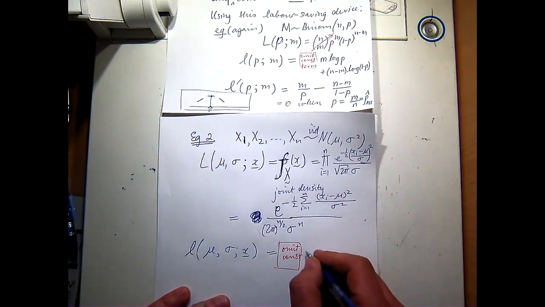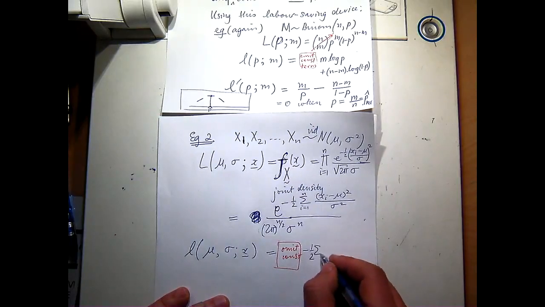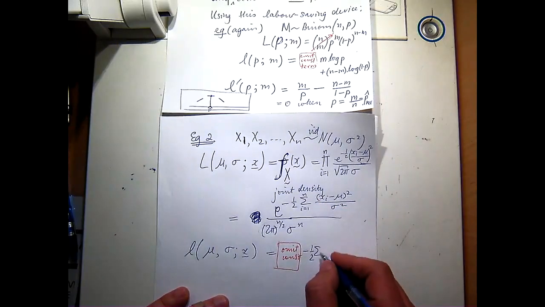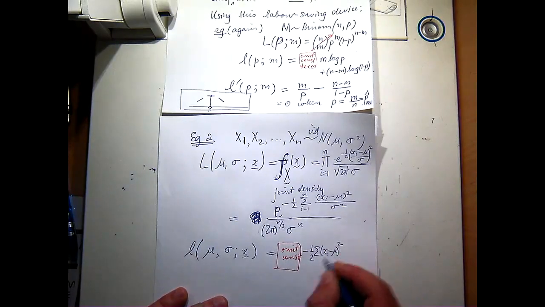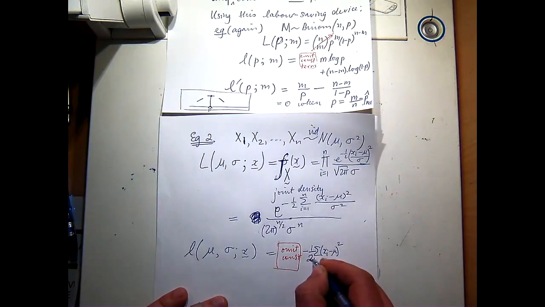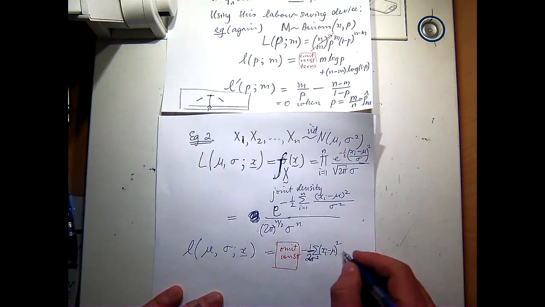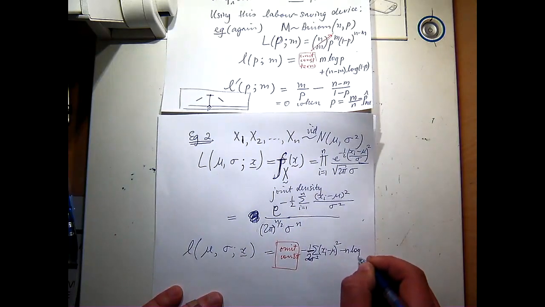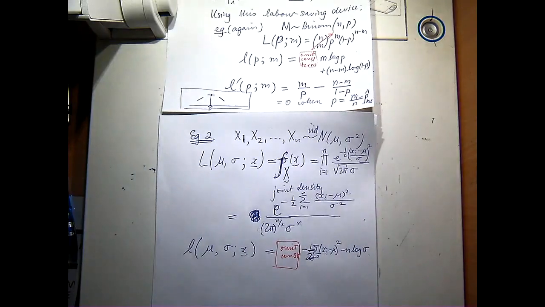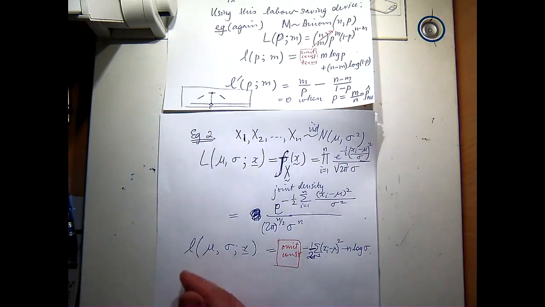So it is minus 1/2. The natural log just gives me the whole thing in the numerator, (xi minus mu) squared. Why don't I put the sigma, minus 1 over 2 sigma squared? I might as well put that on the denominator here. And then I also have minus n natural log of sigma. So that is, after omitting the constants that don't matter, the log likelihood.